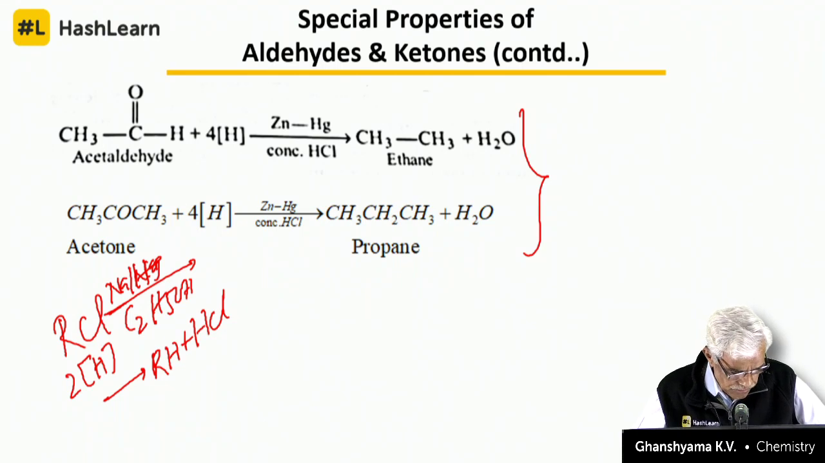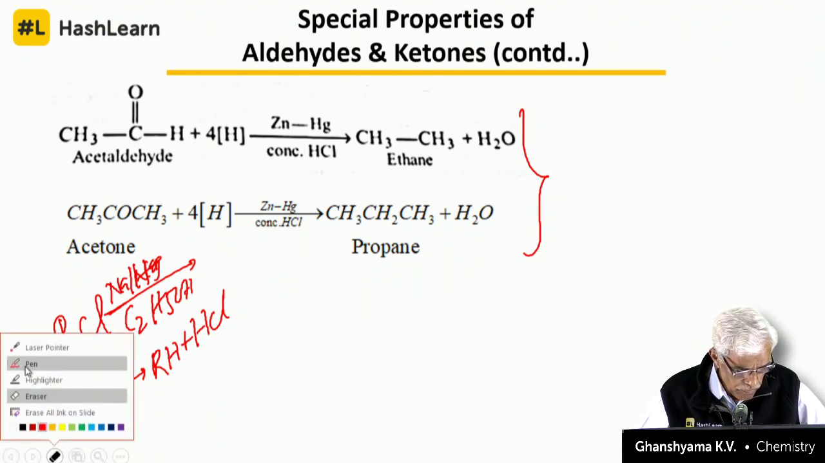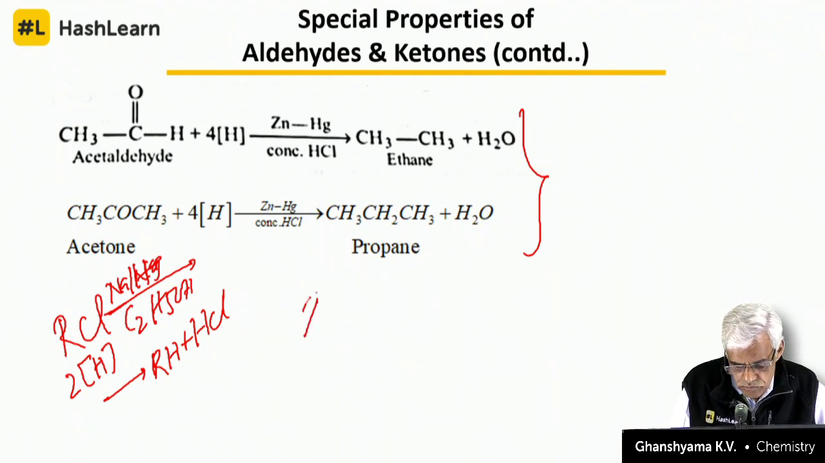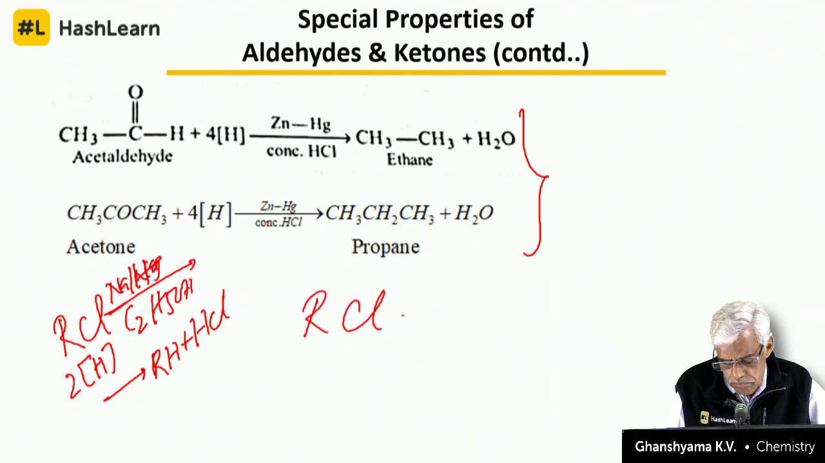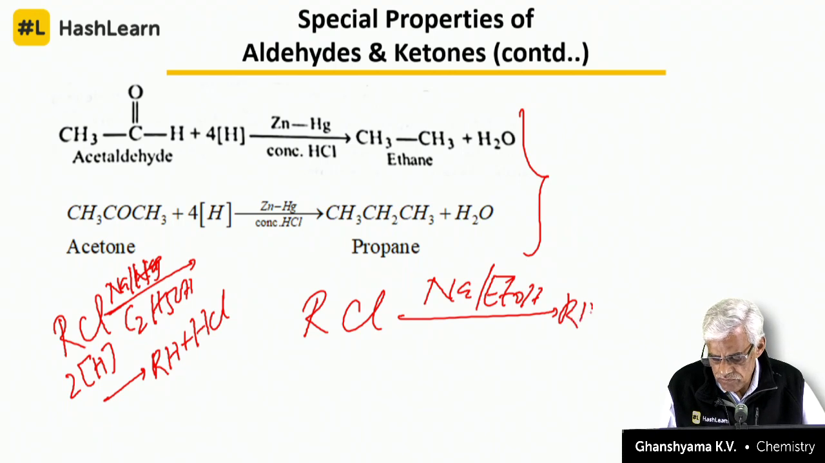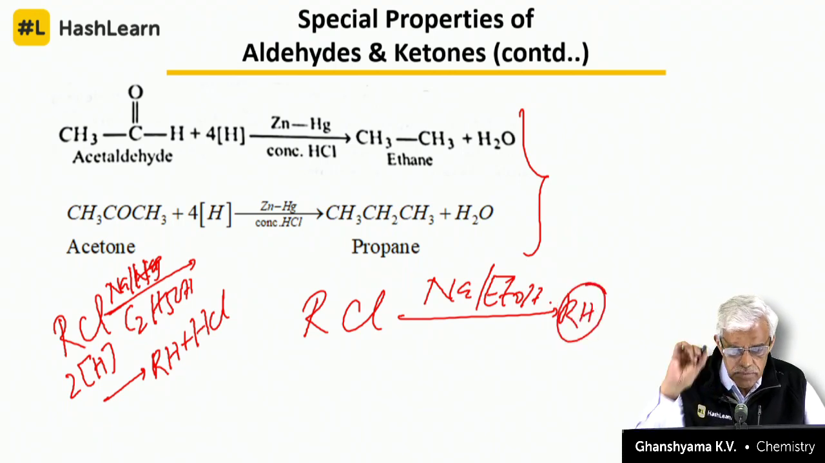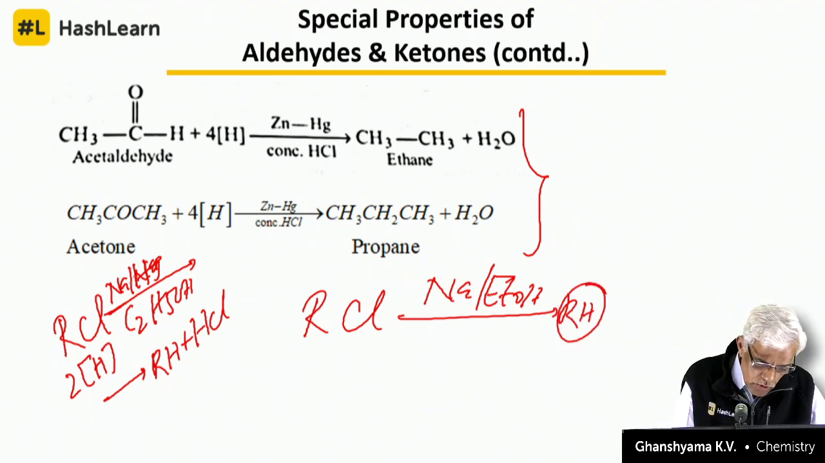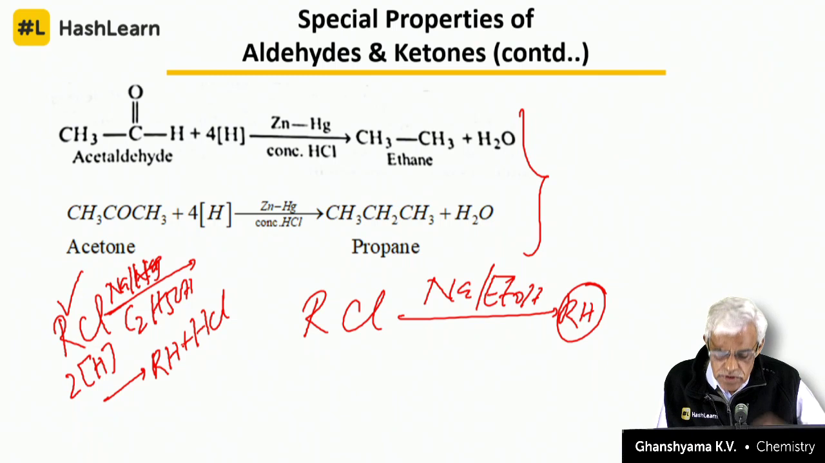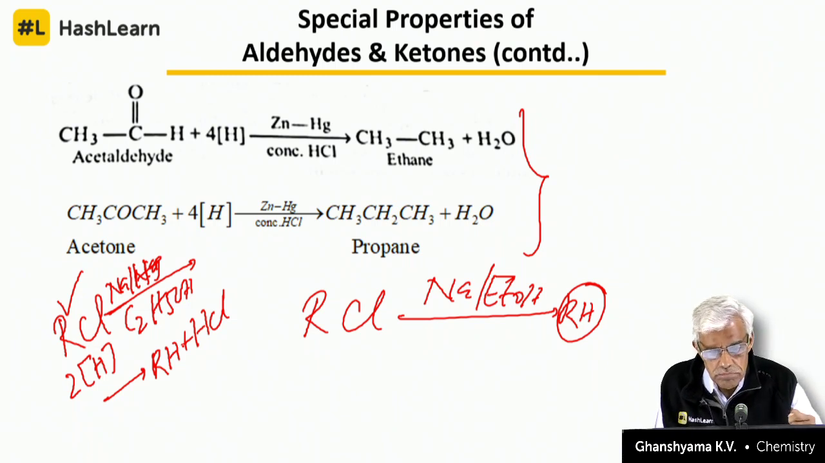So, here if you use RCl with sodium and ethyl alcohol, a small quantity of RCl becomes RH, that is all. The rest of the reaction will not take place at all, whereas here, with slow release of hydrogen, all RCl can be converted into RH. This will reduce the activity of sodium metal.